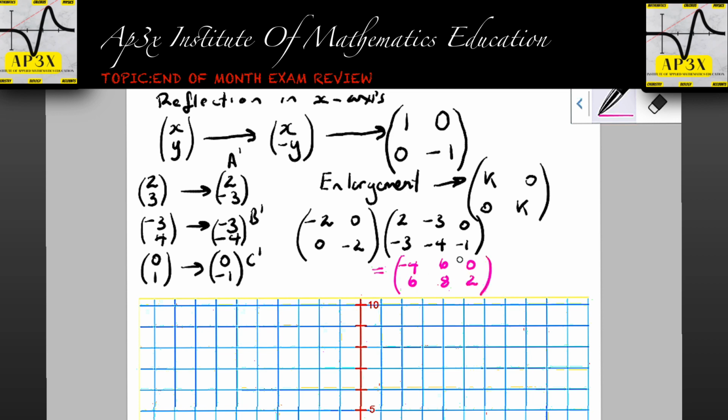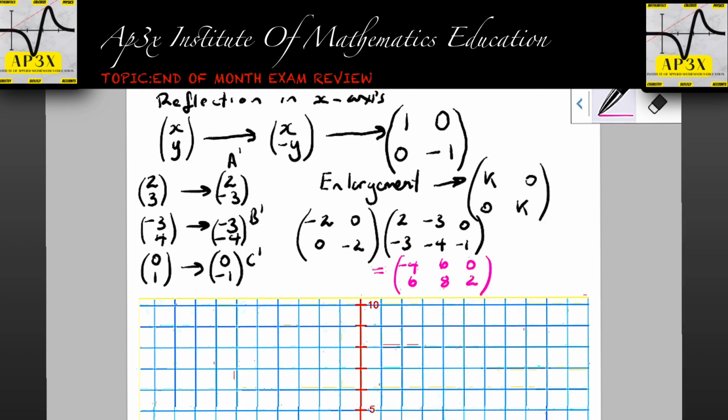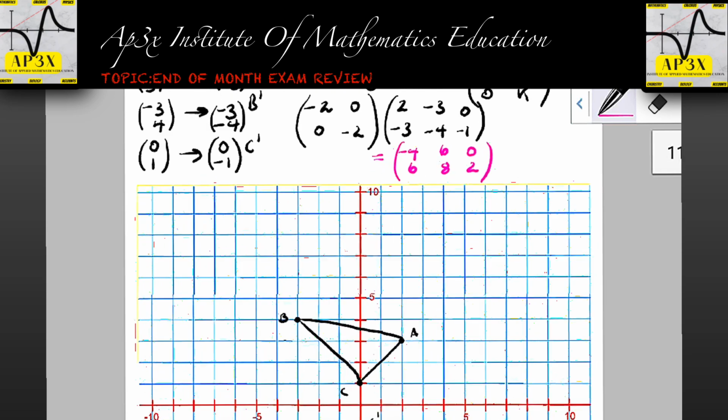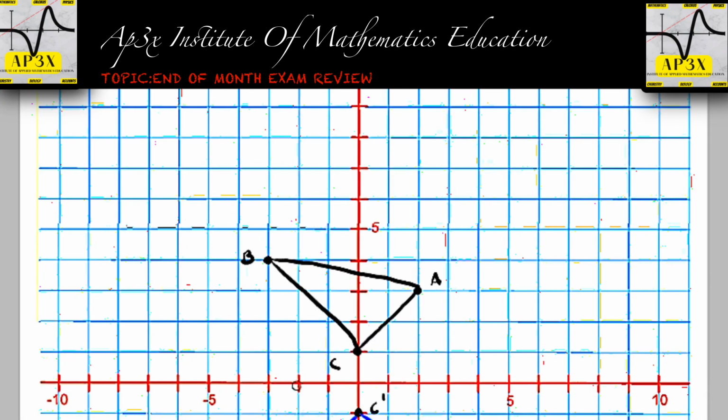And so the coordinate values that are in pink here will represent the vertices of the image after the enlargement. So let's plot those points. -4, 6. So that's -4 to my left, 1, 2, 3, 4, and up 6, 1, 2, 3, 4, 5, 6. So that's going to be my A double prime.